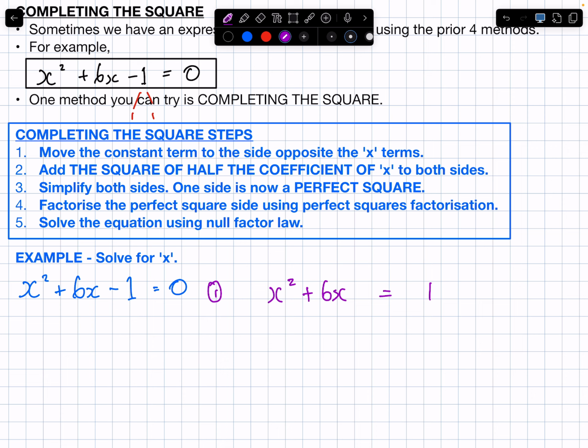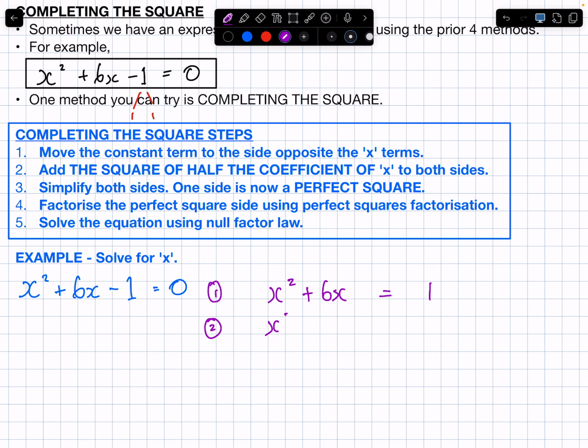So I just demonstrated step 1. Move the constant term to the side opposite the x terms. Step 2 is the annoying one because it's really wordy. Add the square of half the coefficient of x to both sides. What is the coefficient of just x? What's the number in front of x in our equation right now? 6. So I'm going to add the square of half the coefficient of x to both sides.